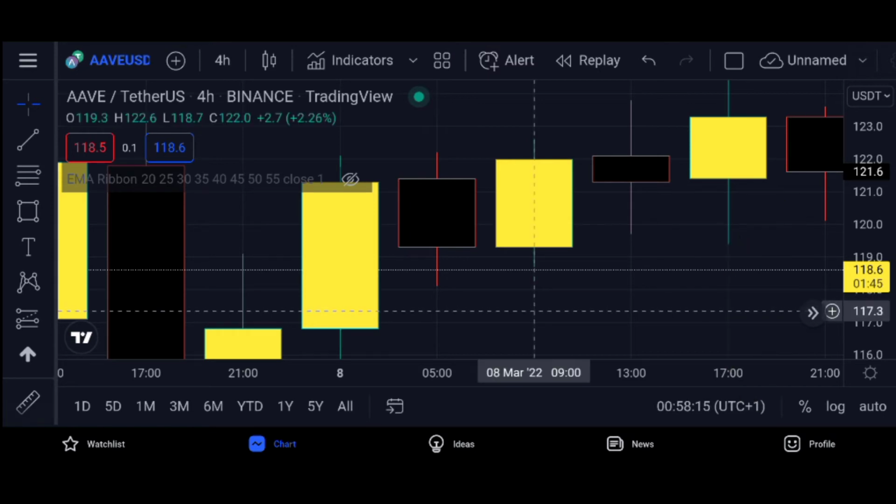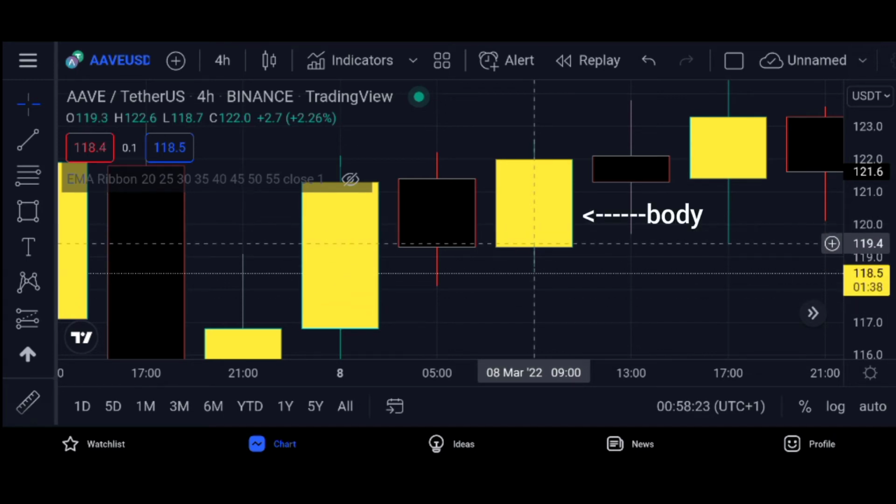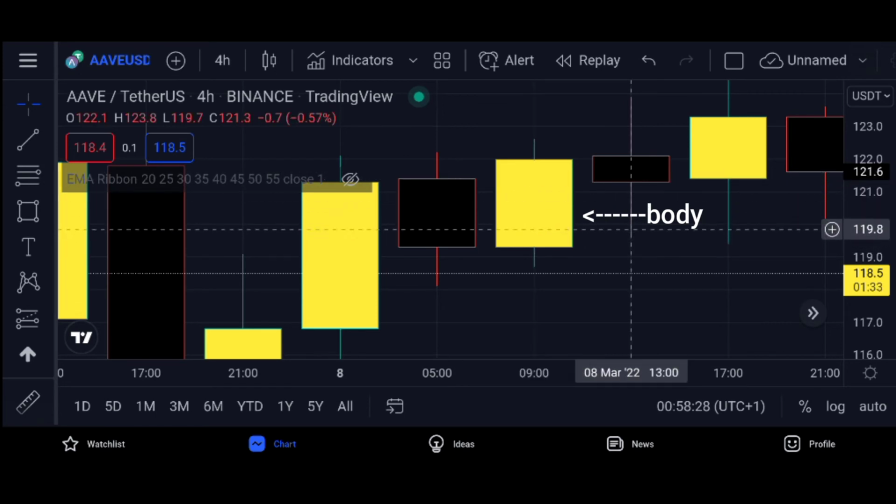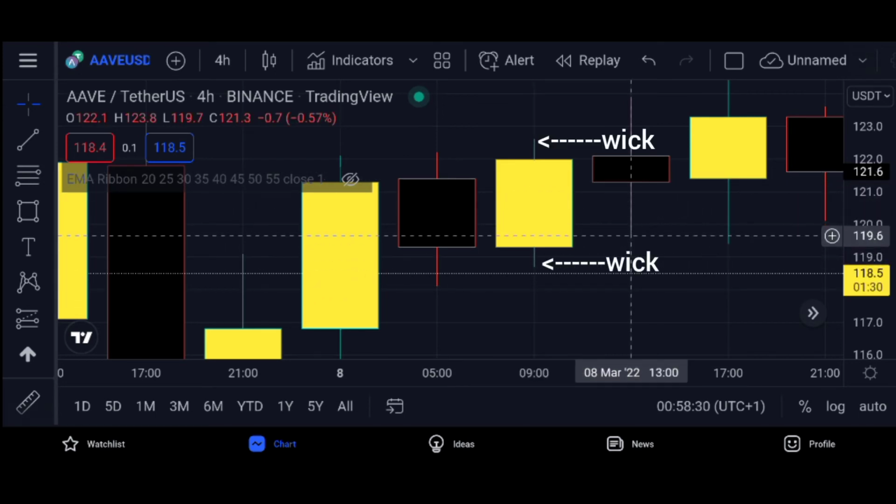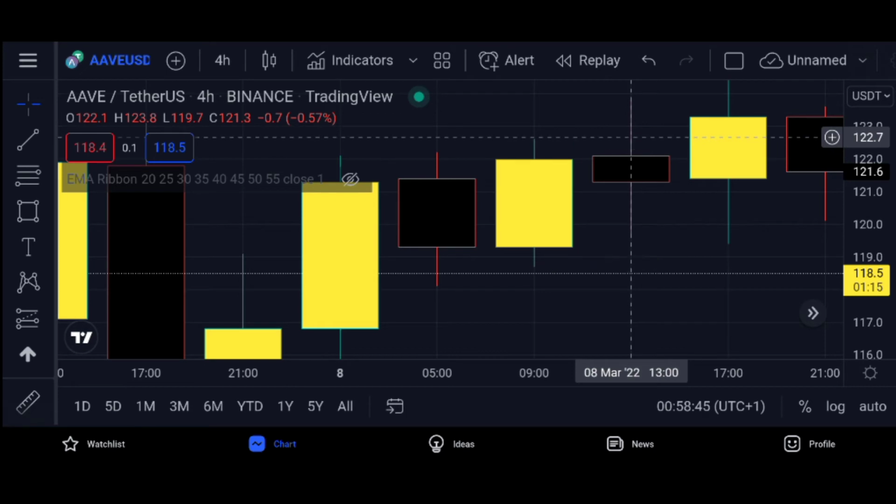Now let's start with our bullish candlestick. This bullish candlestick has a body, which you can see, this yellow part from here to here, that is the body. Then we have the wicks. Focus on my horizontal line. The wicks is this, from this point to this point. You see that tiny line right there at the top of it. That is what we call the wick.